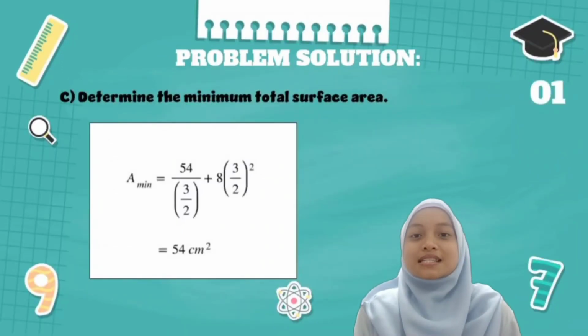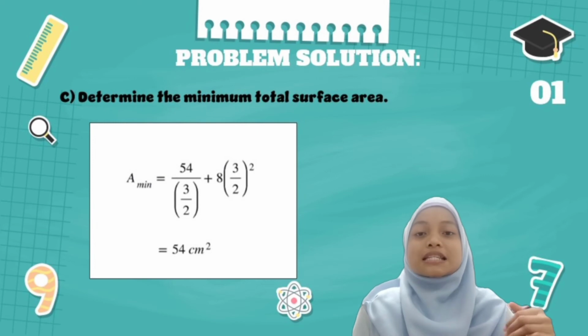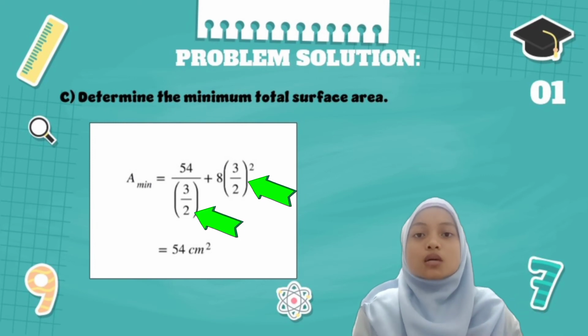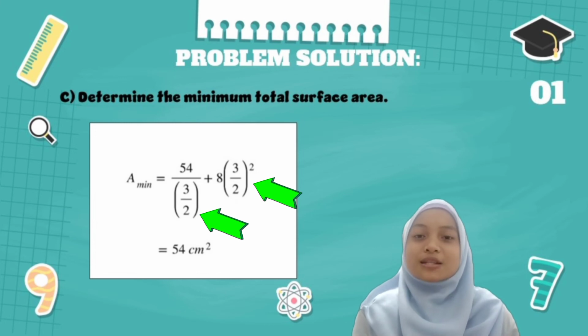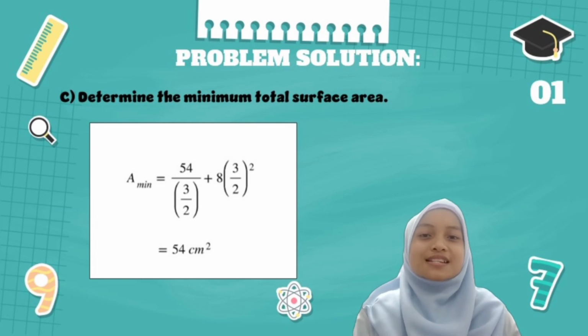Next, question C asks to determine the minimum total surface area. This problem can be solved by substituting the x value, which is 3 over 2, into the surface area equation. Hence, the minimum total surface area for this question is 54 cm².